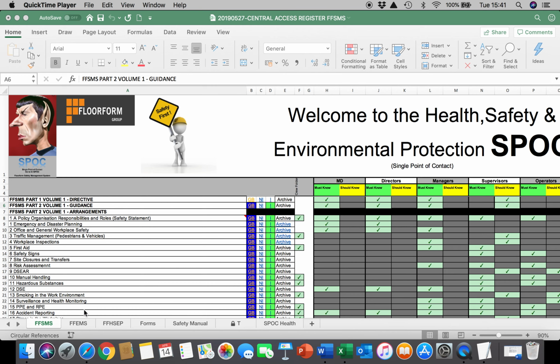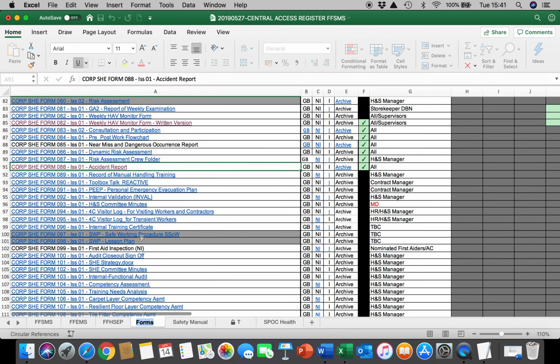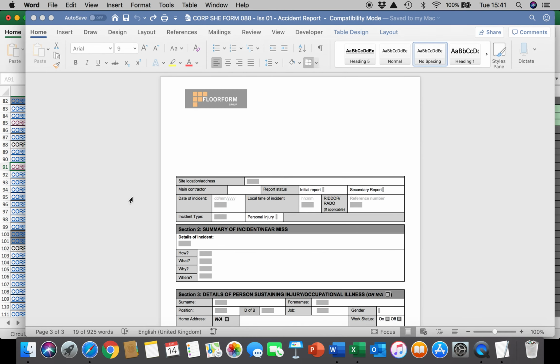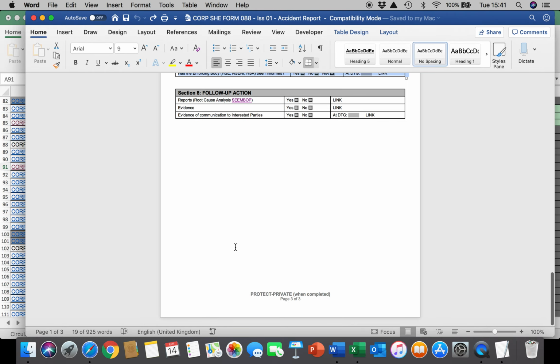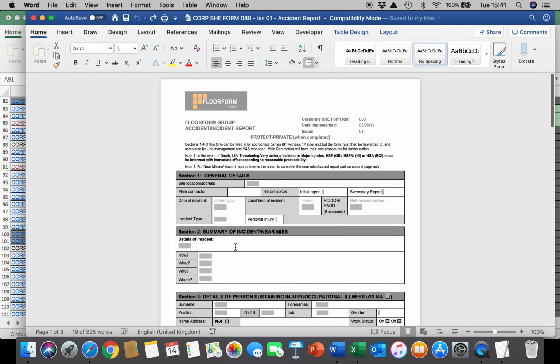So with that in mind, how you get the right form and get the right information to me is, again, in the Spock, go across to Forms and down to form number 88, the accident report. So by opening up that, we have this form here, okay? So it's about 3 pages worth of form. But looking at it, I think it's fairly self-explanatory.